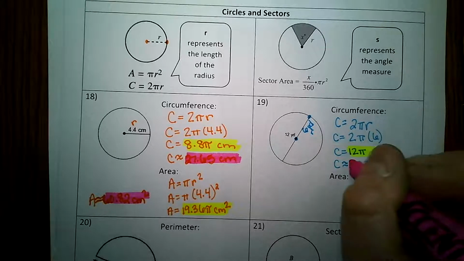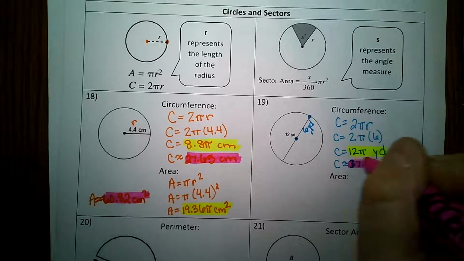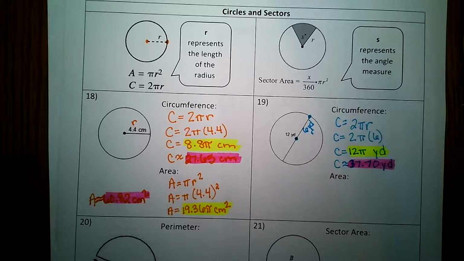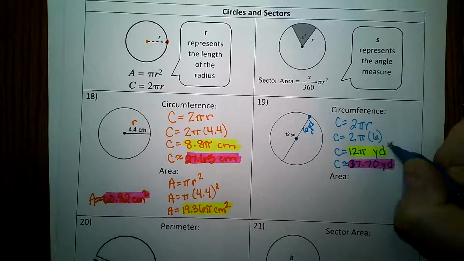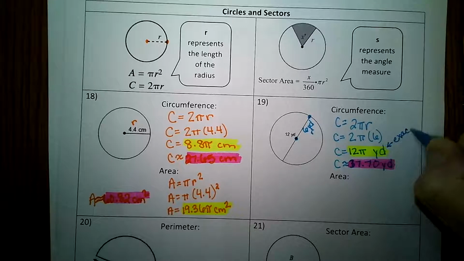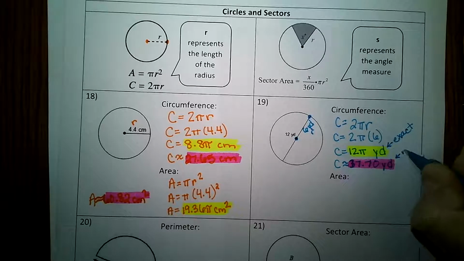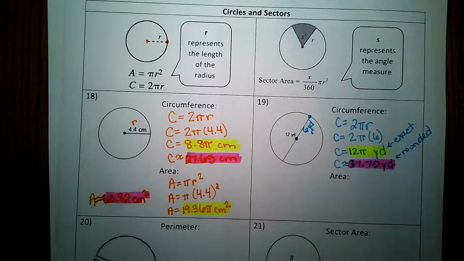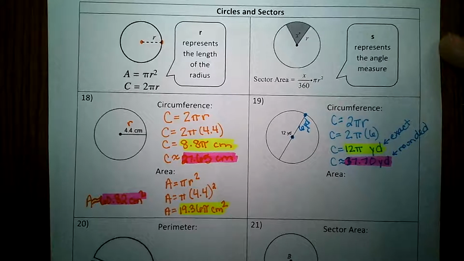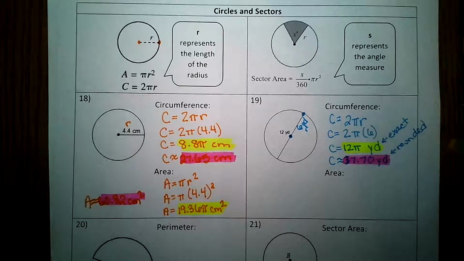I'm highlighting everything in yellow is what's called the exact value, and that has pi in the answer. Everything in pink is my estimated or rounded value. So we've got exact answers and we've got rounded answers. You'll want to be familiar with both. Next, we're looking for the area of this circle.